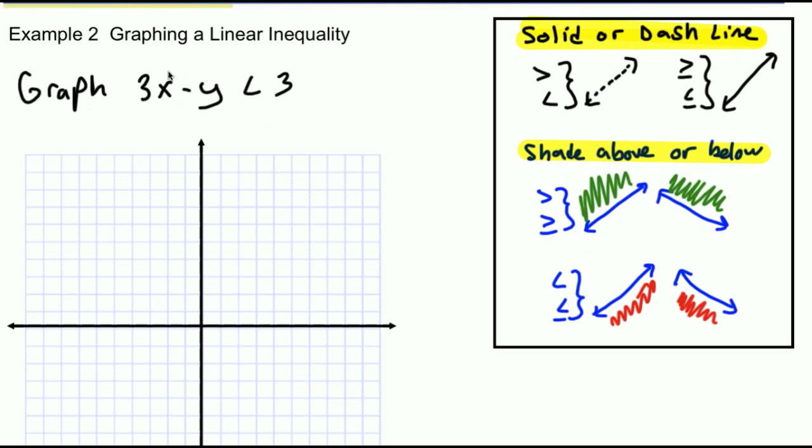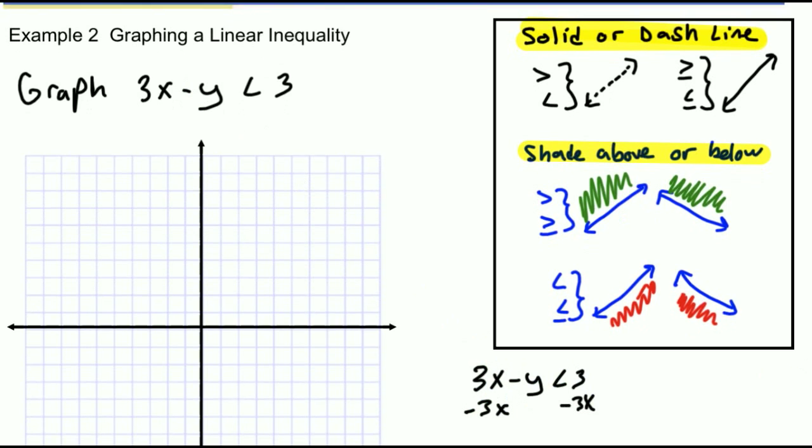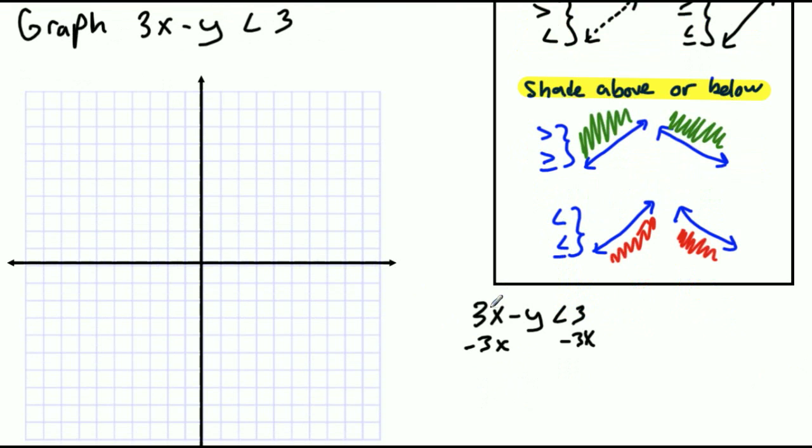So let's go ahead and simplify this guy and solve for y. So we have 3x minus y is less than 3. We're going to subtract 3x on both sides right there. So now we have negative y is less than negative 3x plus 3.